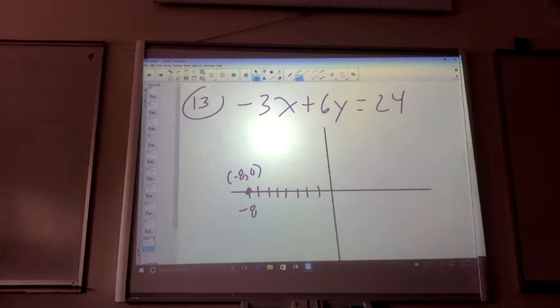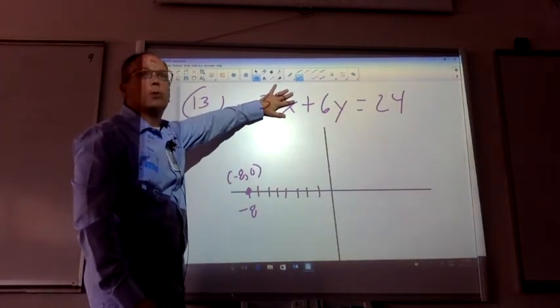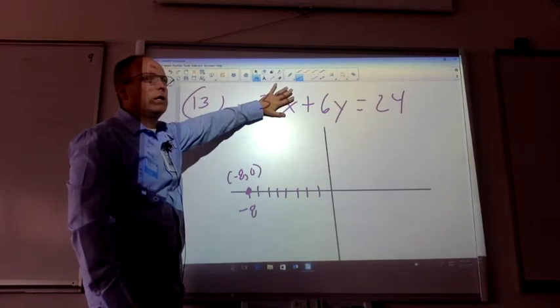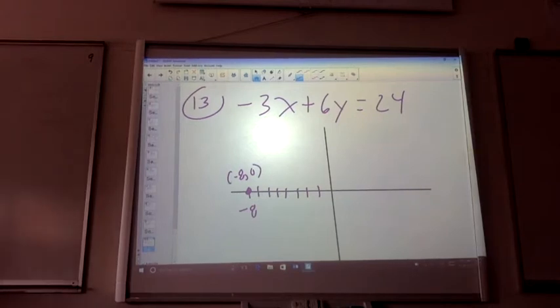And then we're going to figure out where it crosses the y-axis. So I'm going to cover this up. So 6 times y equals 24. So 6 times what number gives me 24? That's all the graphing.